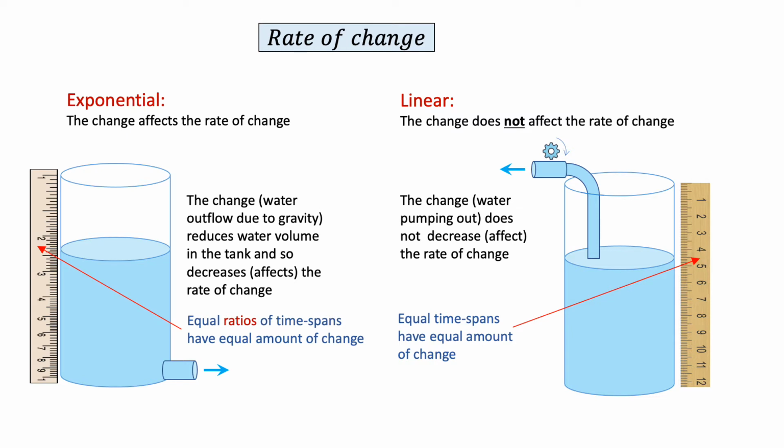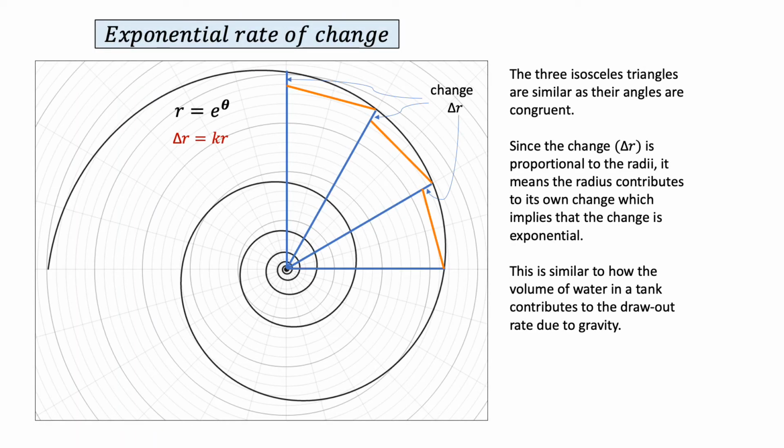Due to this awareness or connectedness between the quantity and its change, the rate of change is exponential. On the right, water is being pumped out at a constant rate, which lacks that awareness or connectedness between the change and the subject. So this change is linear. This curve shows us the beauty of exponential change. The change in the radius of this curve is well connected to the radius itself. This is an equiangular curve, also called a logarithmic curve.